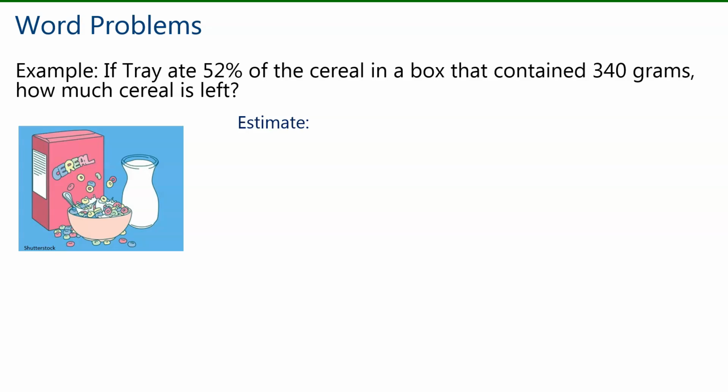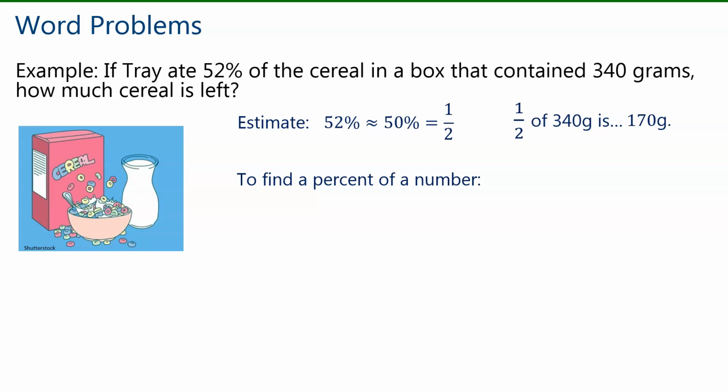Now, I know that 52% is close to 50, which is a half. So let's find a half of 340. Well, a half of 34 is 17. So a half of 340 is 170. So let's figure out the exact amount of cereal that's left.